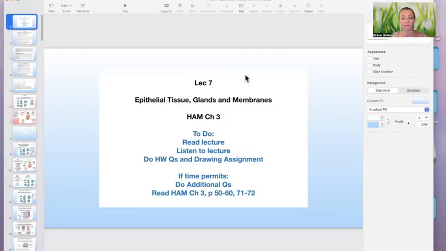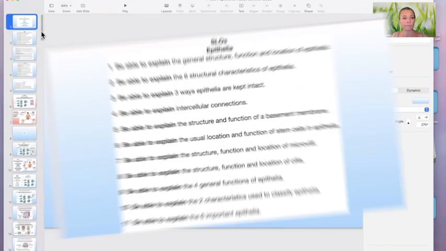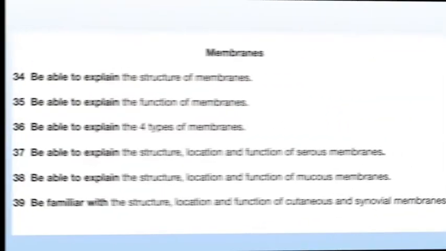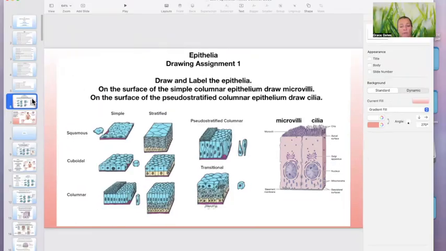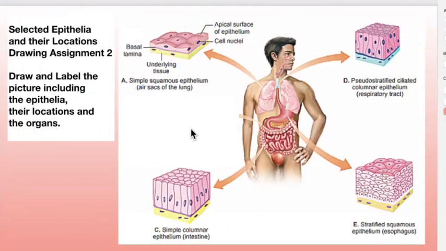This is the lecture on epithelia. This lecture is based on Martini's chapter 3. Here are the learning objectives for epithelia, epithelial glands, and membranes. Here is the drawing assignment on epithelia, and here is the drawing assignment on the location of selected epithelia.